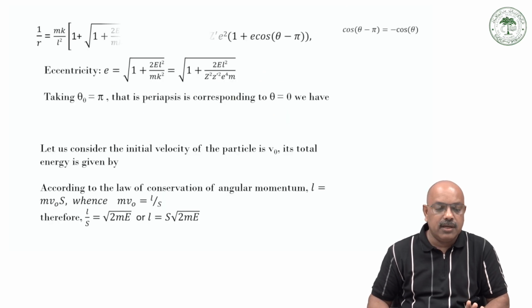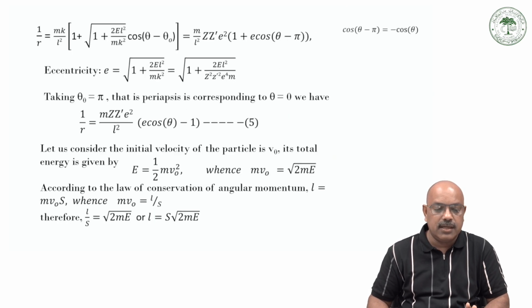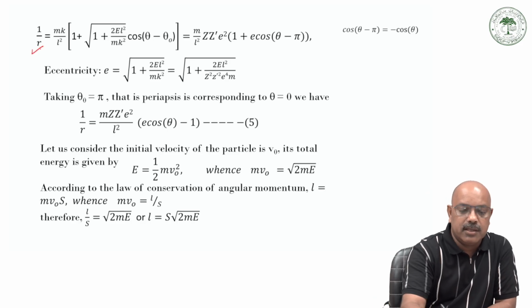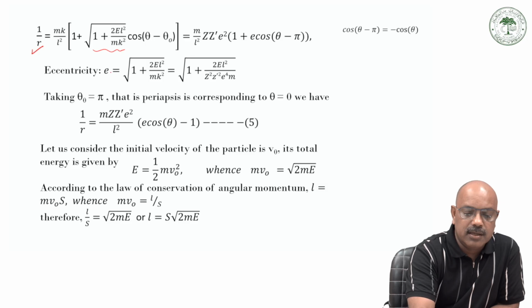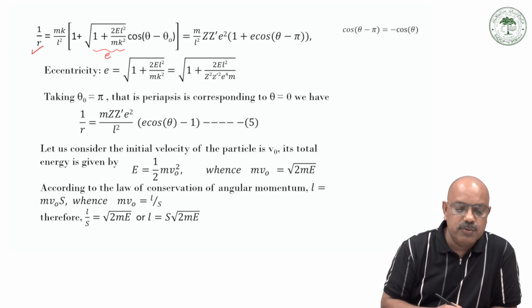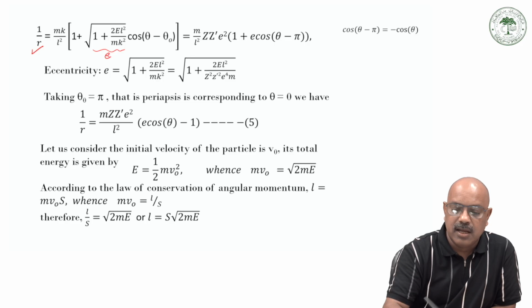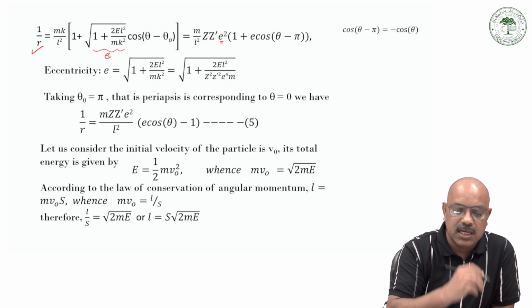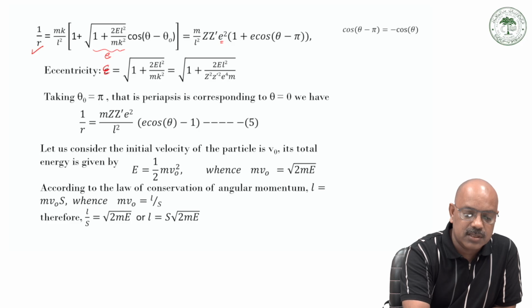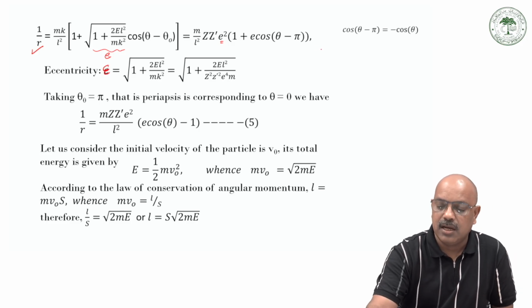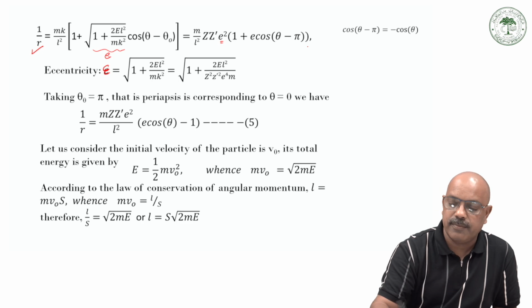So we can use this, and I told you that the general formulation is 1 by r equals mk by l square, times 1 plus eccentricity. Okay, so please don't get confused with this E and this E. I am going to write the eccentricity as epsilon, this is my epsilon, not E. E here is charge. Do not get confused with this.